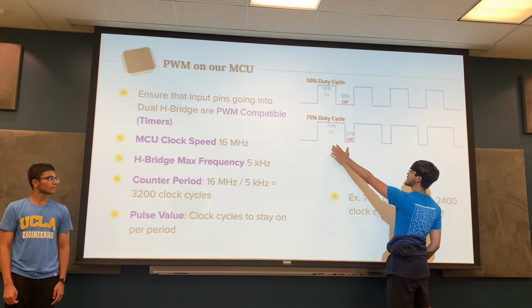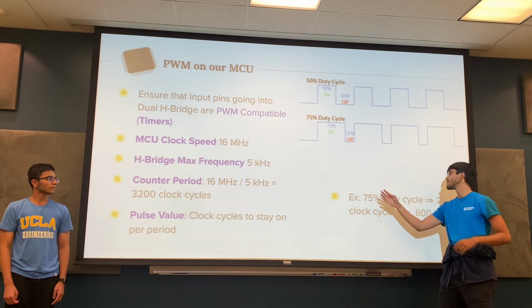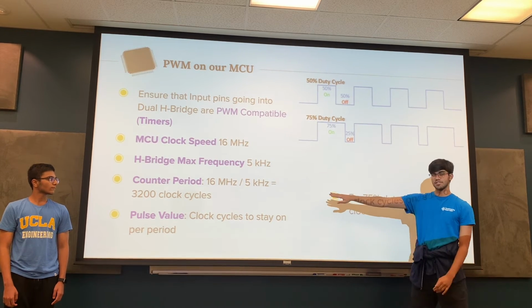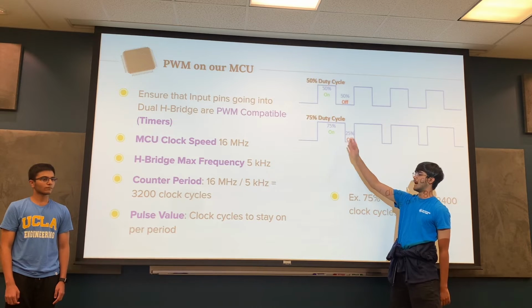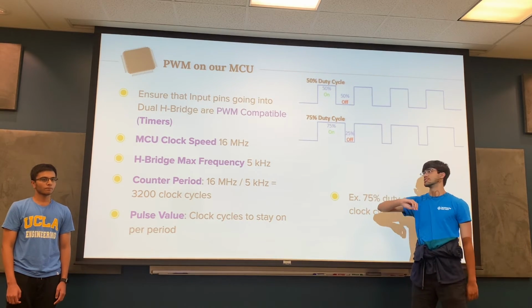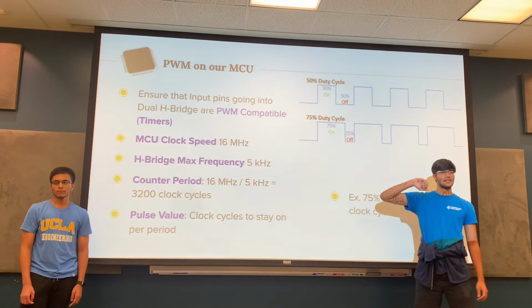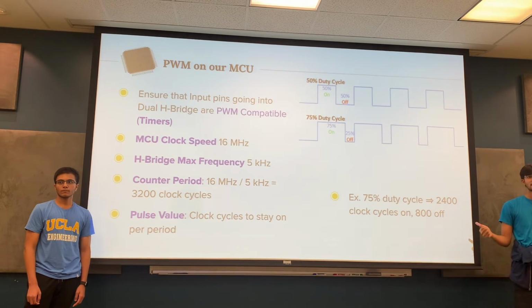So for a 75% duty cycle, for 75% of the 3,200 clock cycles, we'll have an on signal, and then for the other 25% of the 3,200, we'll have an off signal. Does that make sense for everyone?